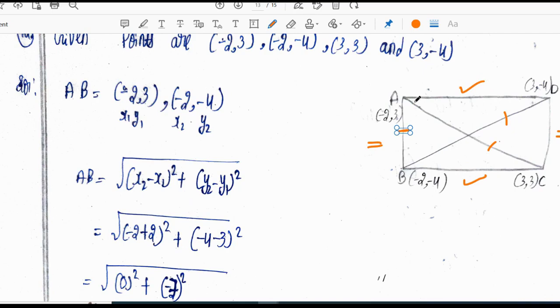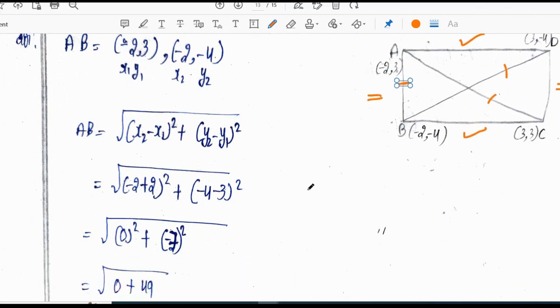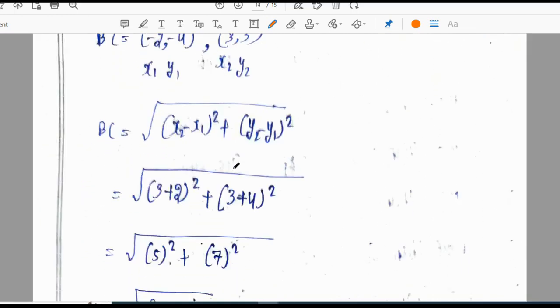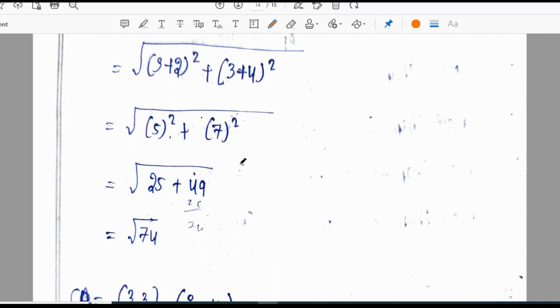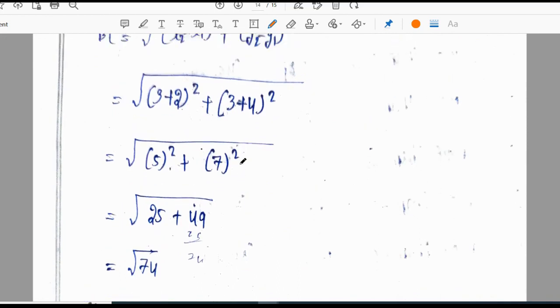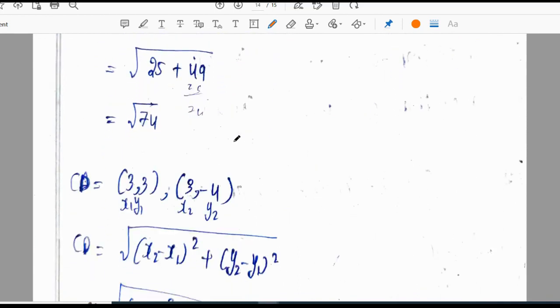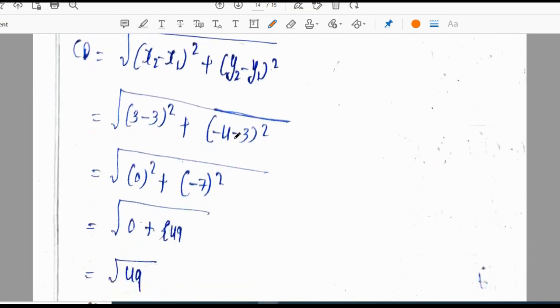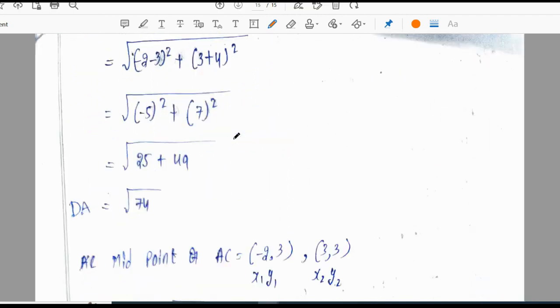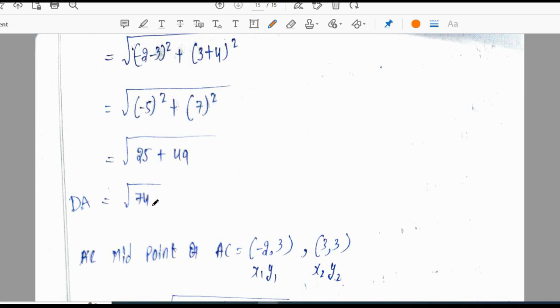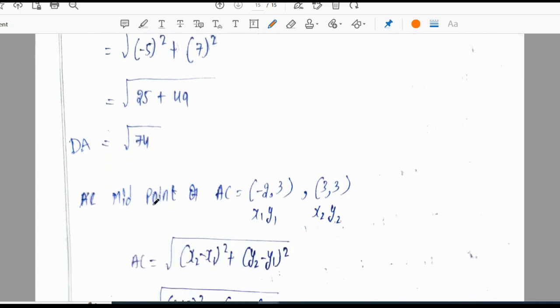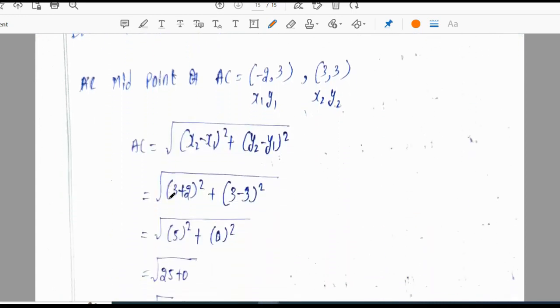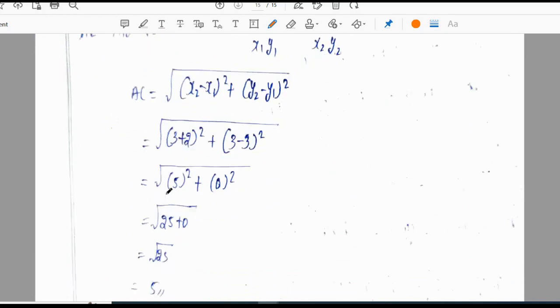Let's see whether opposite sides are equal or not. AB distance is root 49, the value is 7. The distance between A and B is 7. And the distance between B and C is root 74. The distance between CD is again 7, which is root 49, and the distance between DA is root 74.